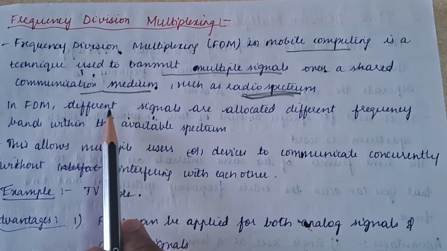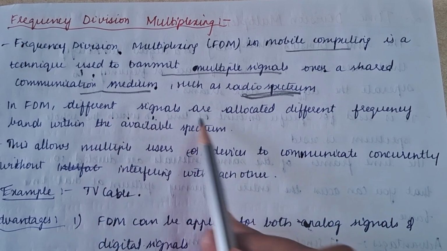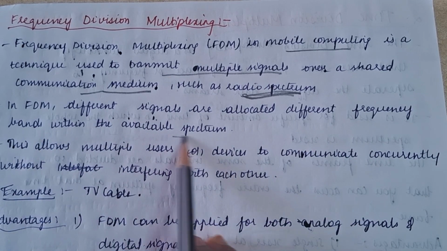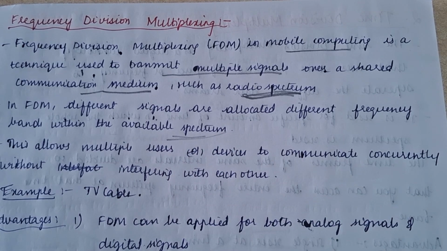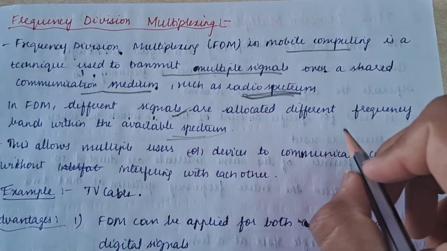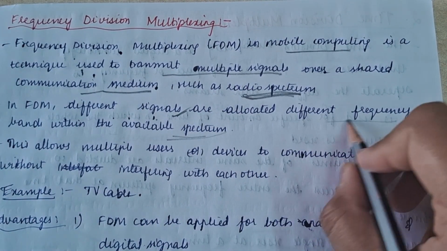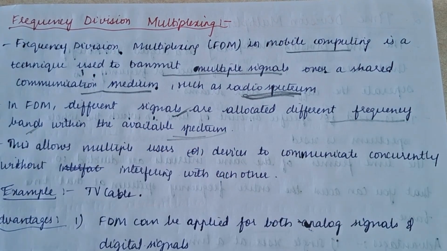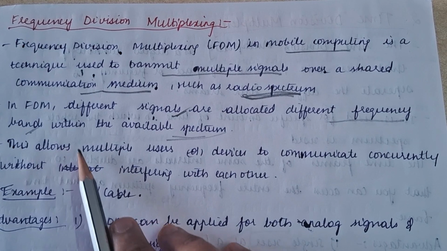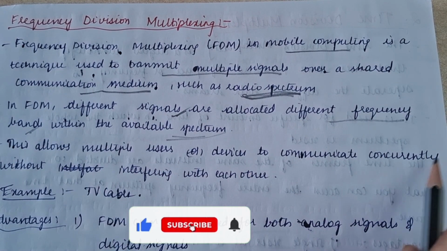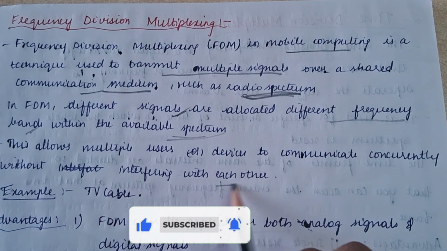In frequency division multiplexing, different signals are allocated different frequency bandwidths within the available spectrum. Within the available spectrum, the different signals are allocated to different frequency bandwidths. This allows multiple users or devices to communicate concurrently without interfering with each other.